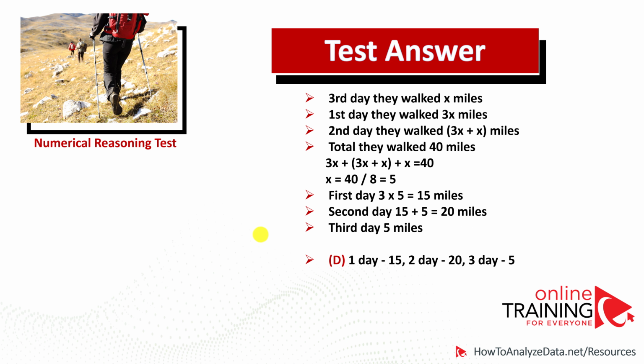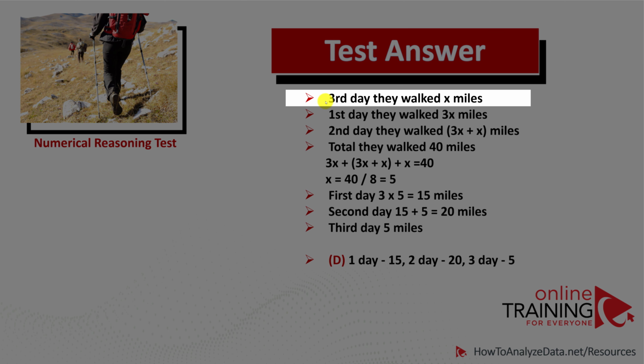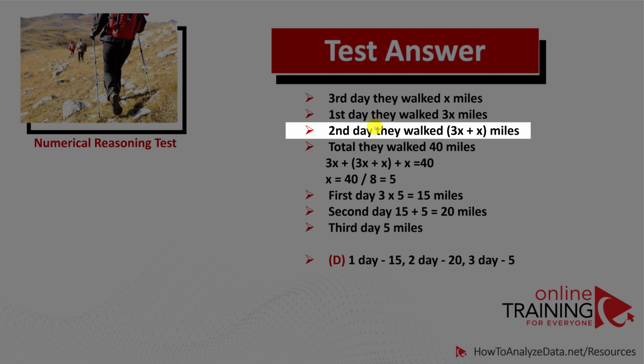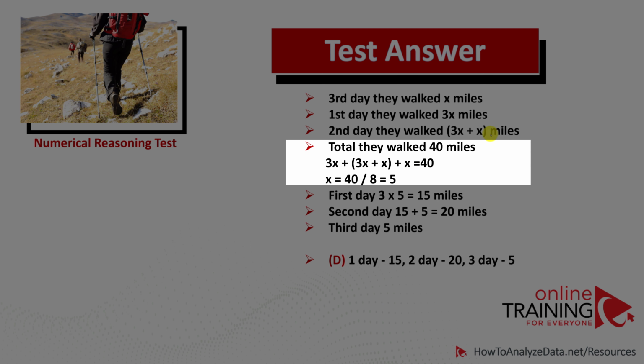If you want to solve this problem using the formula, you will see that on the third day they walked x miles, and on the first day they walked 3 times x miles. Then on the second day they walked 3x plus x miles, and in total they walked 40 miles. The formula will be 3x plus 3x plus x plus x equals 40. To get the value of x, we divide 40 by 8, which is equivalent to 5.